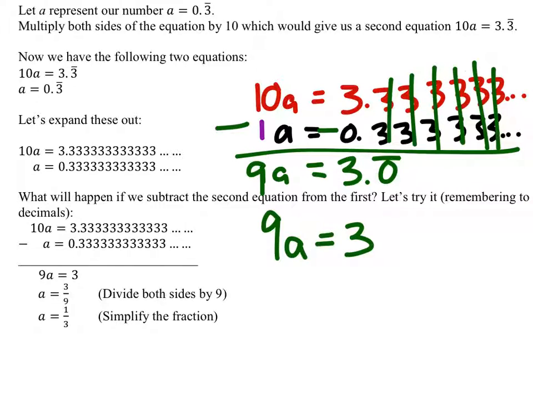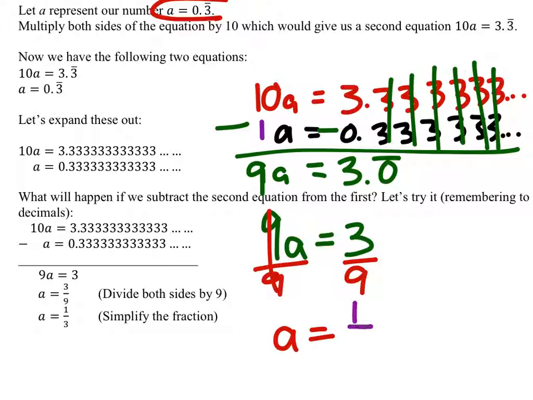And if I wanted to solve for a, which, remember, was 0.3 repeating, then I would divide both sides by 9, giving me the 1a, and 3/9 can simplify into 1/3. So we can see up here that we had a equals 0.3 repeating, but also the fraction. So we can write it like this.